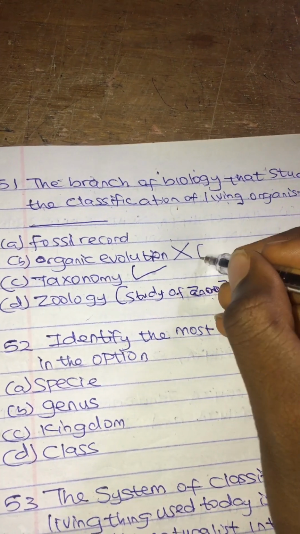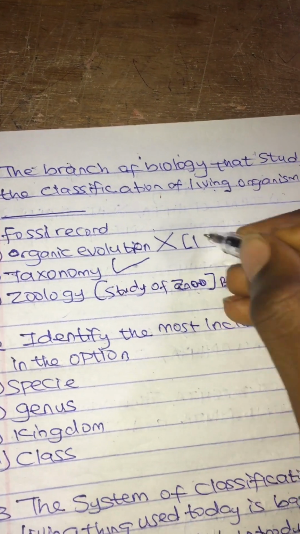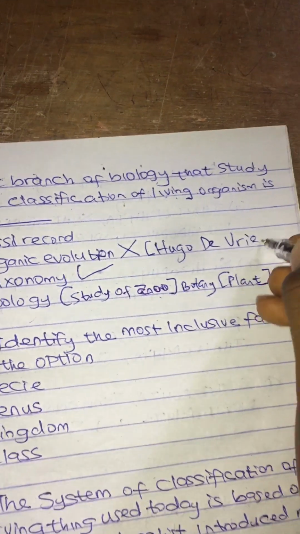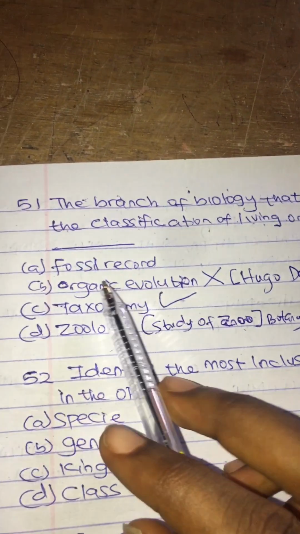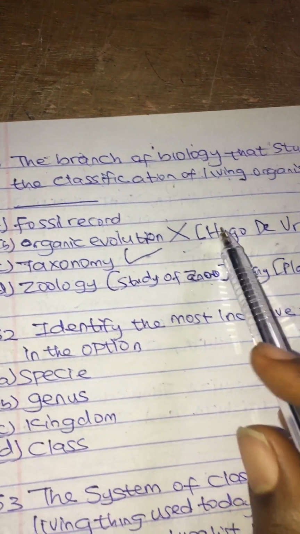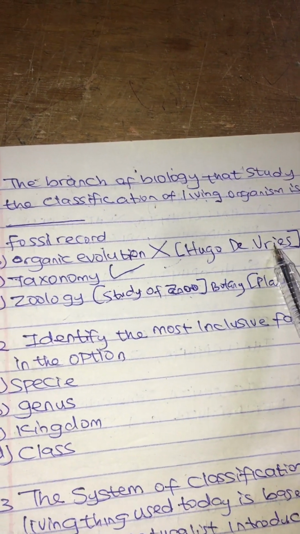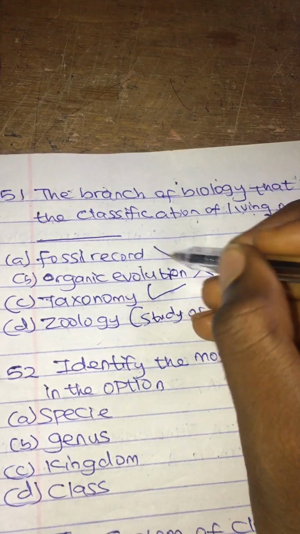Organic evolution is found by Hugo de Vries. I've explained it in my last episode. You can go and check it out. Organic evolution is derived by Hugo de Vries. Why is fossil record also out?